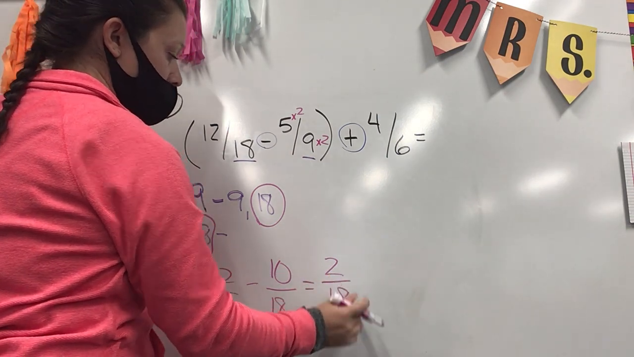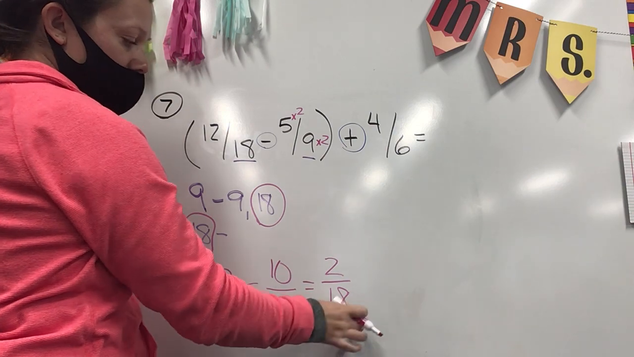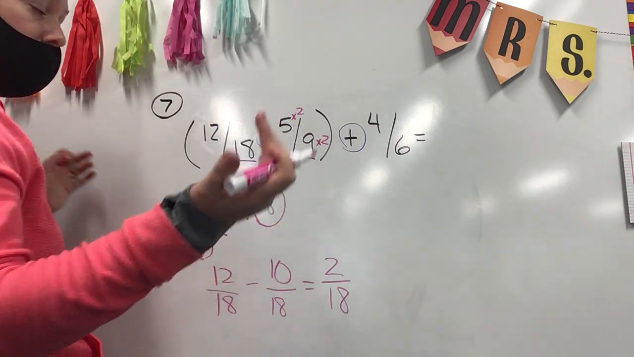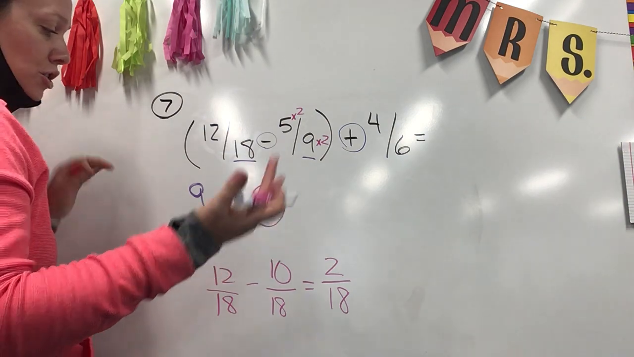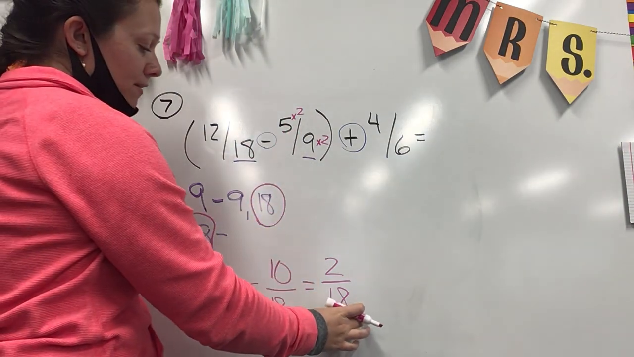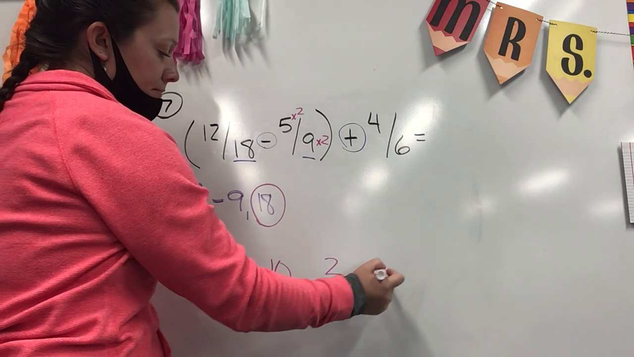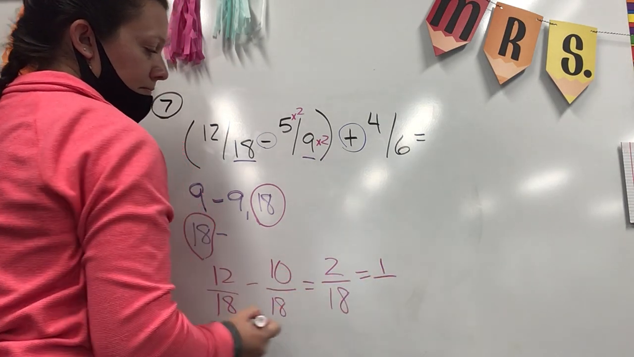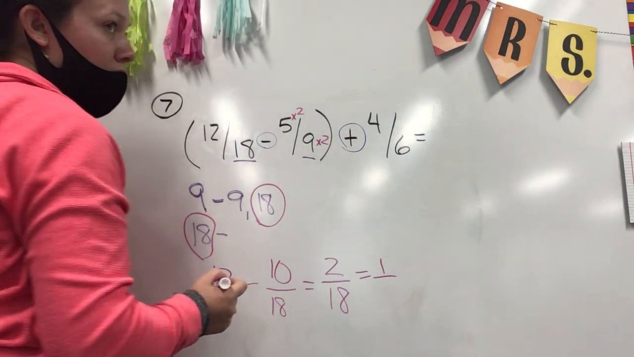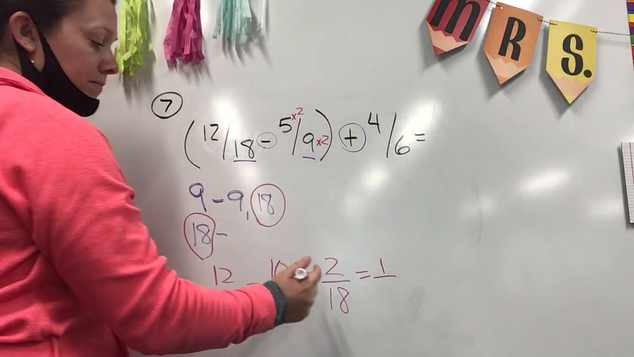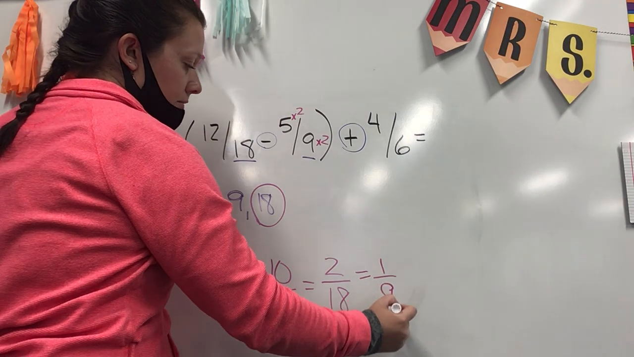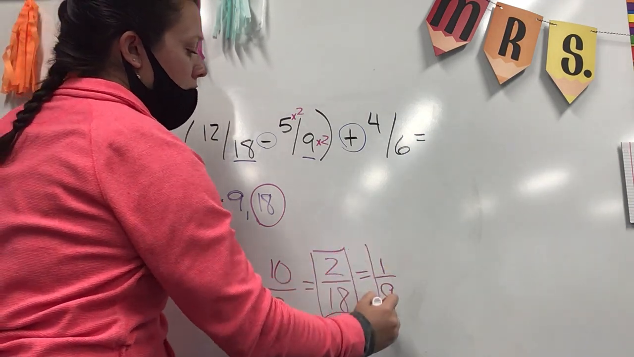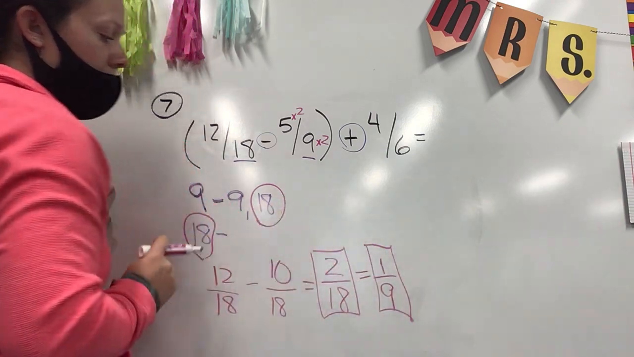Ladies and gentlemen, don't simplify yet. I would just leave it. If you do, that's okay. You just don't have to. So this is kind of your preference here. If you simplify this one, you would get 1/9 if you divide them both by 2. So you could work with 2/18 here, or you could work with 1/9. You would get the same final end answer.